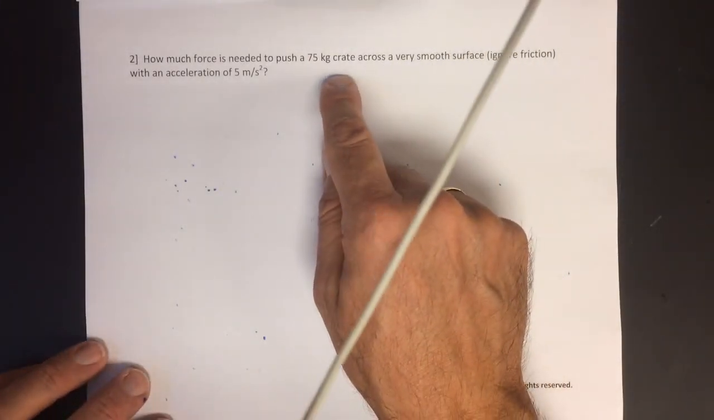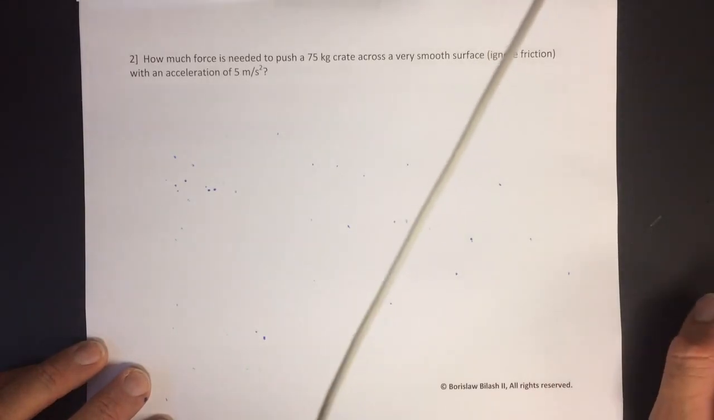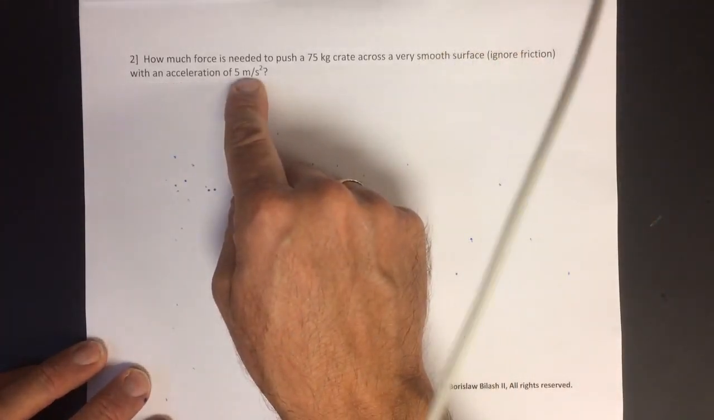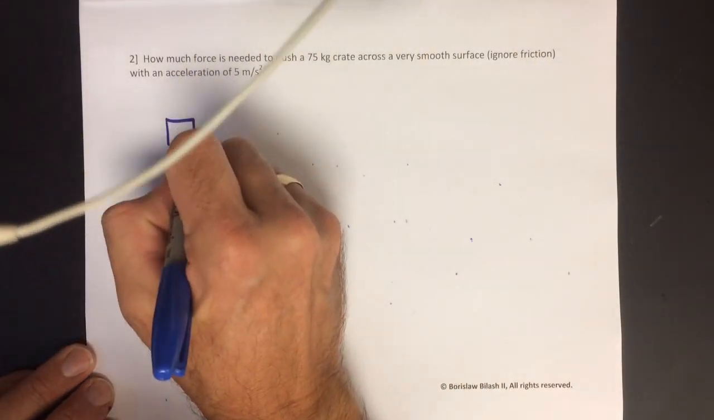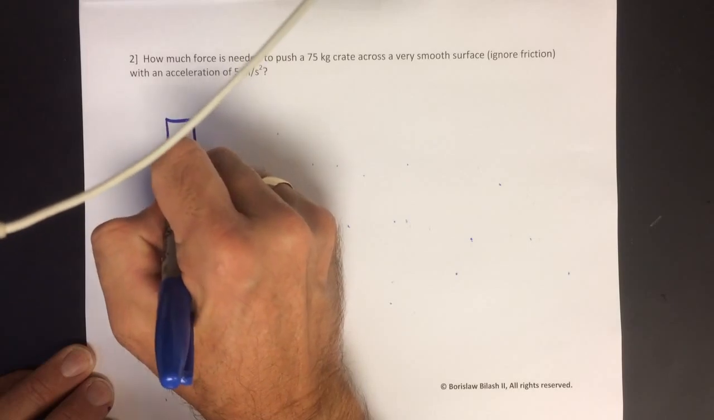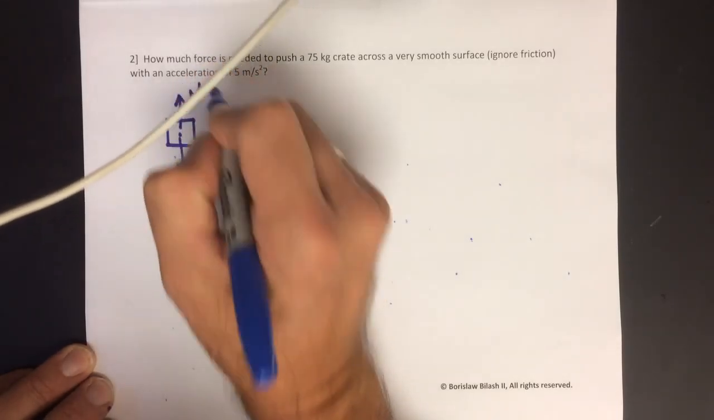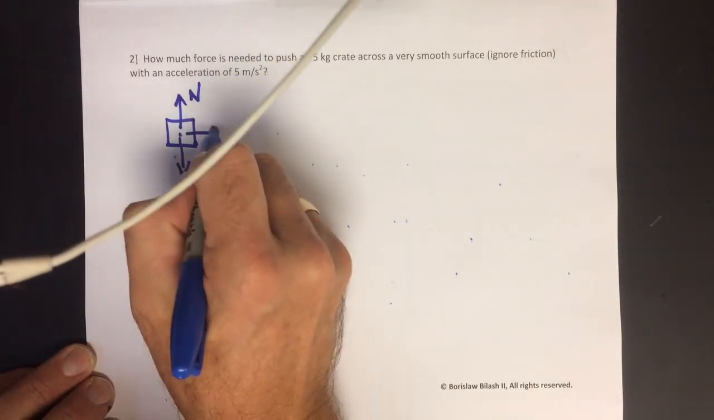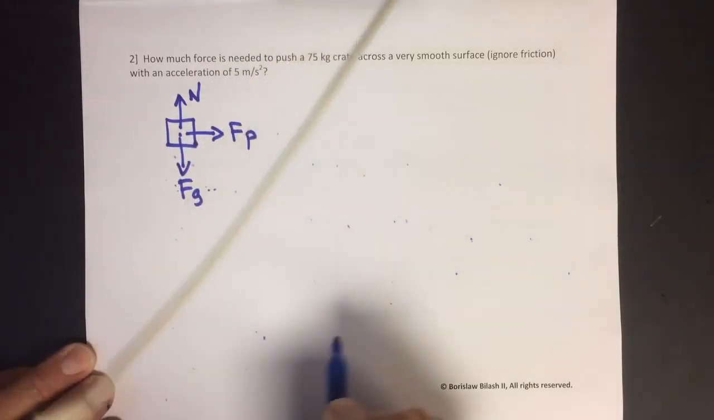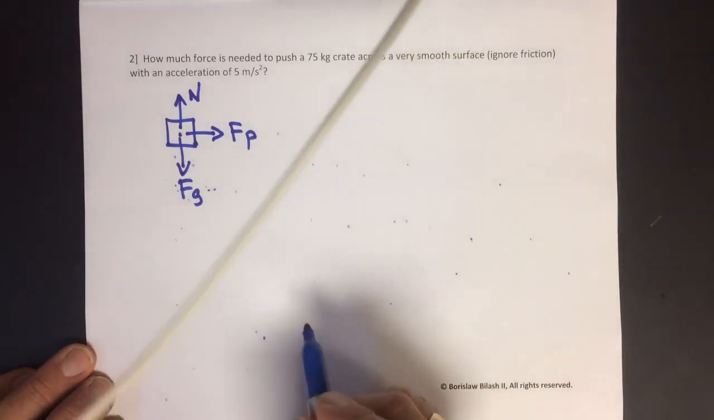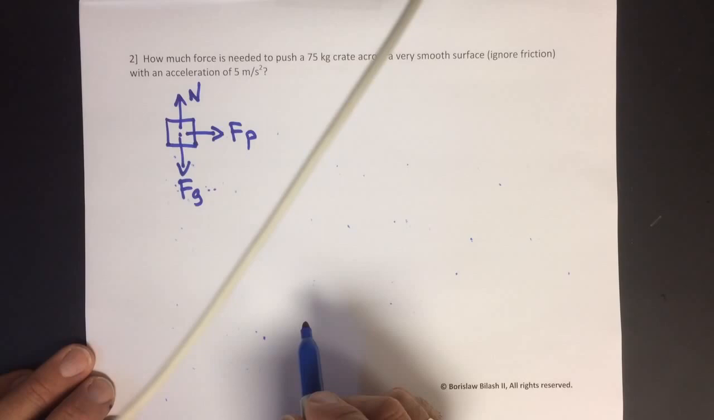Question two, how much force is needed to push a 75 kilogram crate across a very smooth surface? Again, we're going to ignore friction, and we're going to have an acceleration of 5 meters per second squared. So step one, we draw a free body diagram. We have force of gravity pulling down. We have a normal force going up. And we have Fp pulling the object to the right. Again, no friction. So this happens to be the same free body diagram as question one.